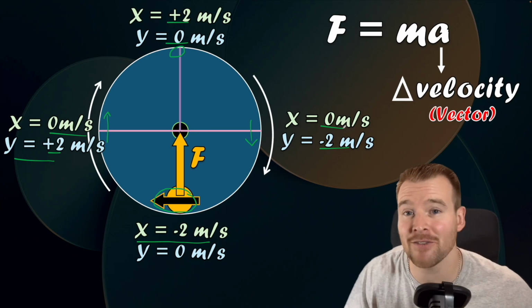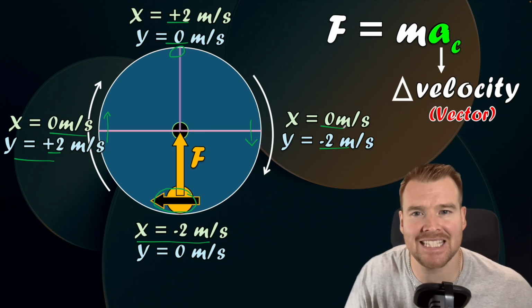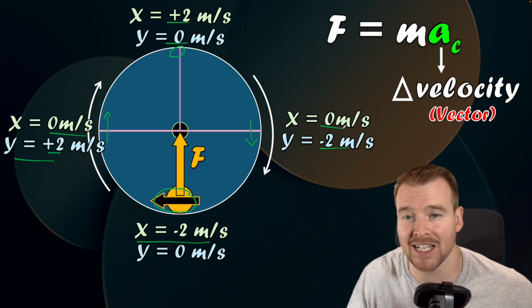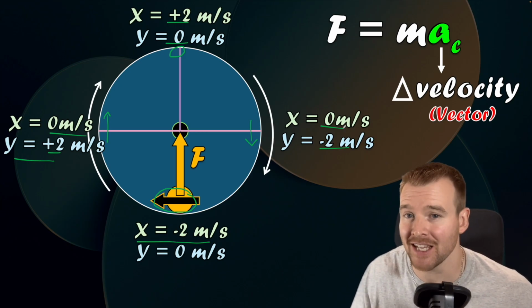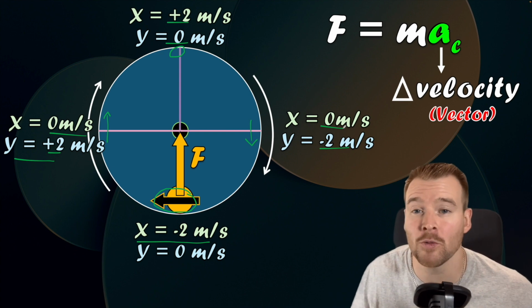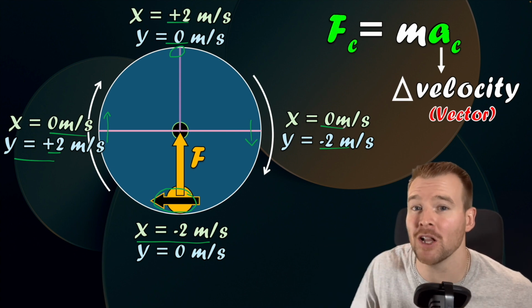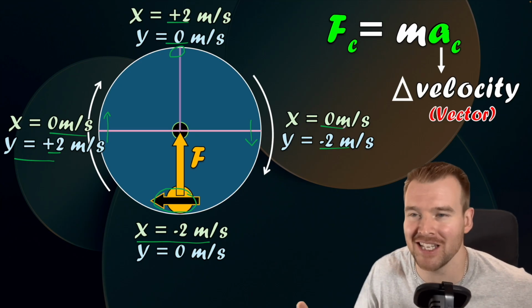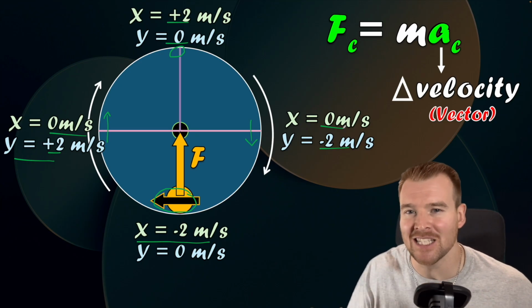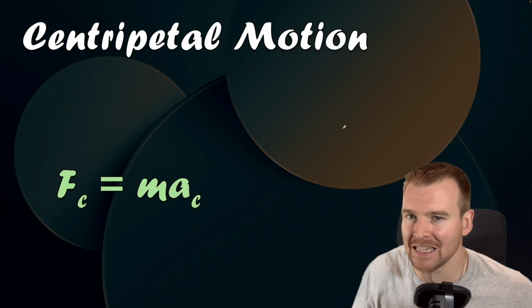So we're actually going to give it a different term up here, AC, which is centripetal acceleration or acceleration centripetal. So to calculate centripetal acceleration, we're going to have to apply a centripetal force, FC, or to get centripetal acceleration, we need a centripetal force. So this is the main part of the formula. Let's expand it a little bit.